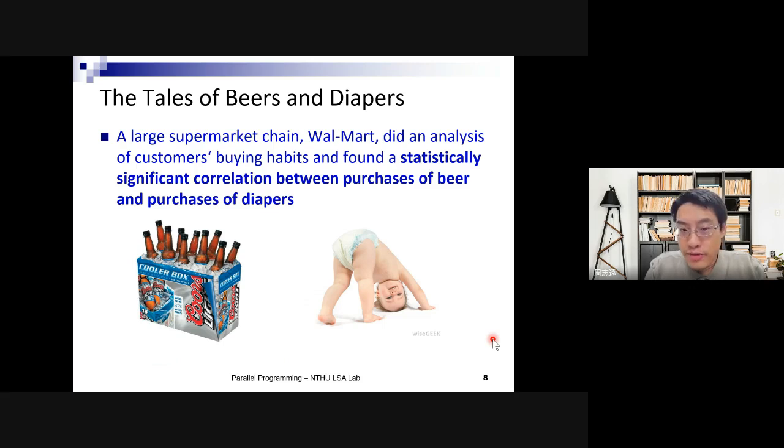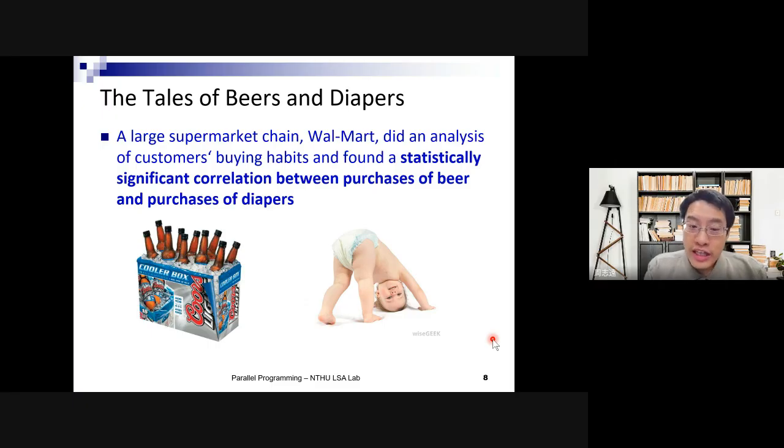How did they get this correlation? Actually, it's quite simple, right? All they need to do is collect the receipts from the customers and check whether a customer tries to buy those two things together. What's the probability that those two items are purchased at the same time? The result shows the probability is higher than for many other items together. So it's just a pure statistical analysis on the receipts, on the data.